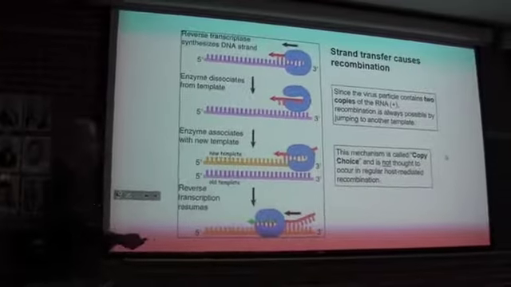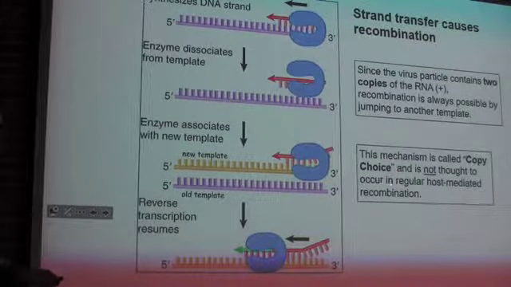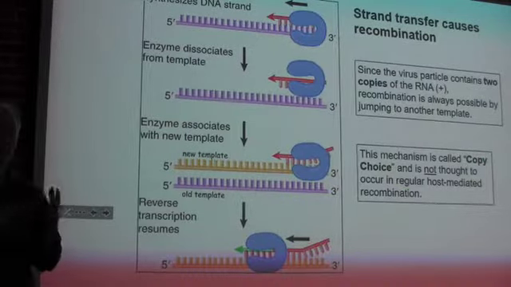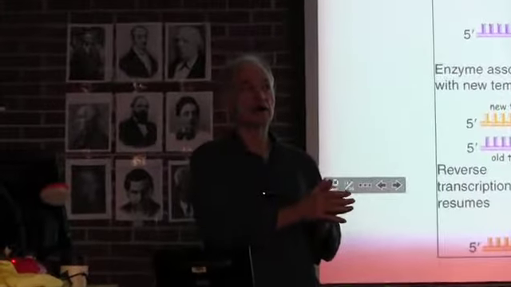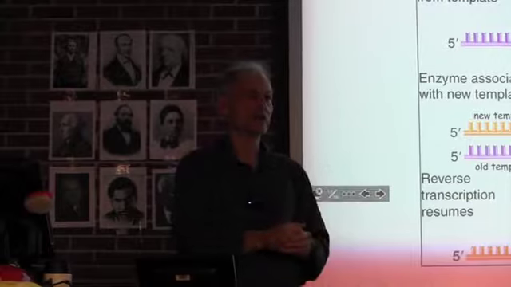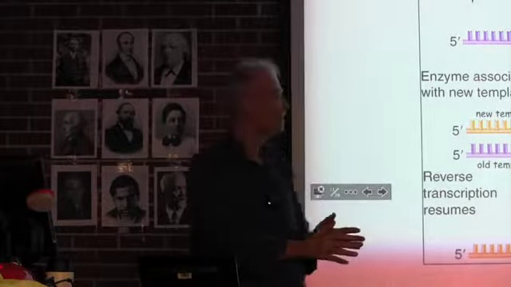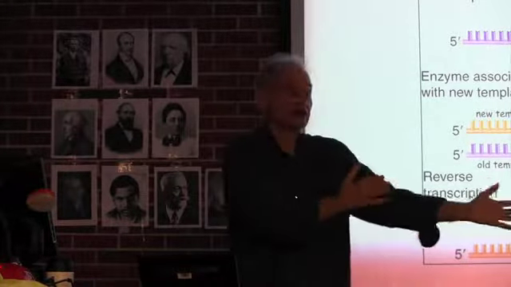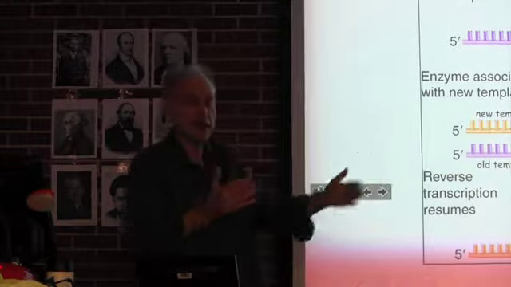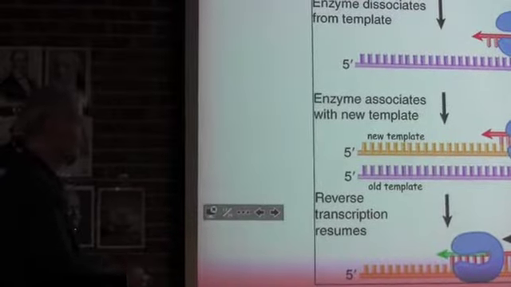This mechanism is called copy choice. So this is a way that fragments of the viral genome are combined that does not involve homologous recombination by the host. This is all generated as a property of its own mechanism of copy choice. It jumps off and goes to its own template or to a nearby template, a new template. Copy choice.